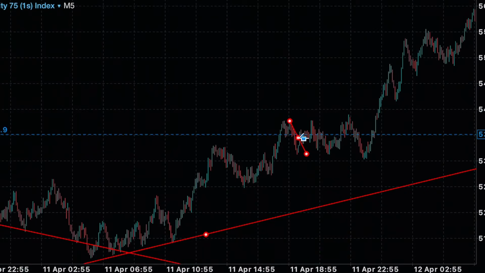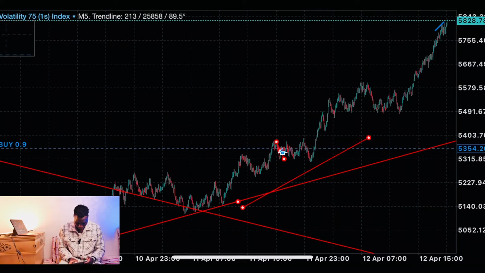So if you want to get your entry, it must at all times be from the lower time frame. I prefer to use either M5 or M1 for my entry. Just very rarely do I use M15, but most of the times it's best to use M5 and M1 for picking.